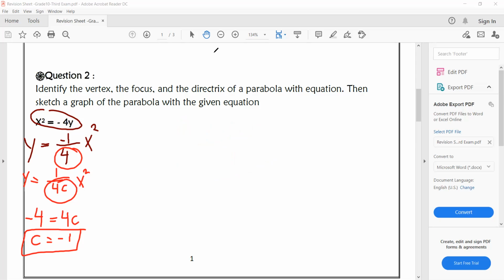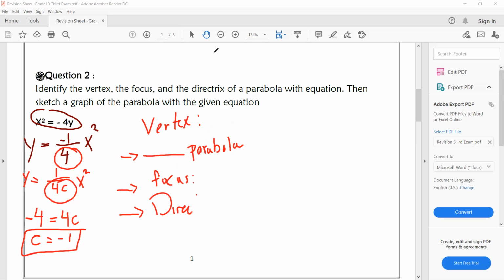Then after that we have to find the vertex. We have to describe the shape: is it a vertical or horizontal parabola? You have to find the focus, and also you have to find the directrix. Now, what is the vertex here? It is 0, 0.